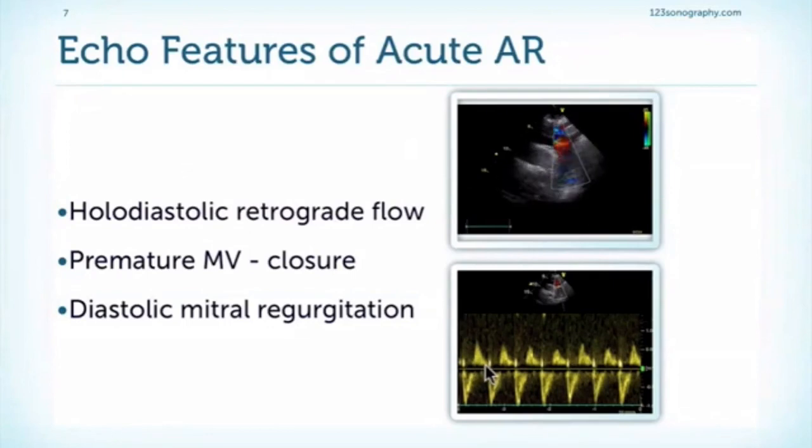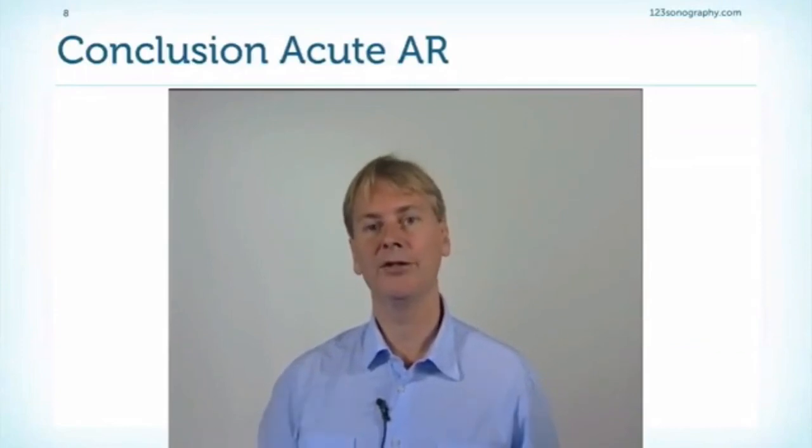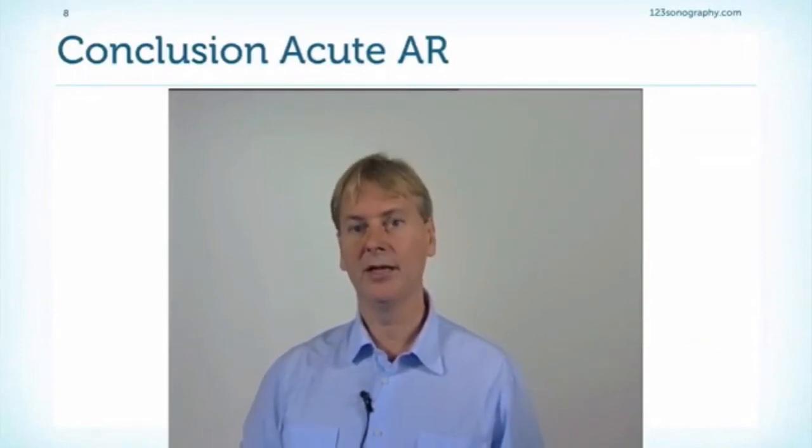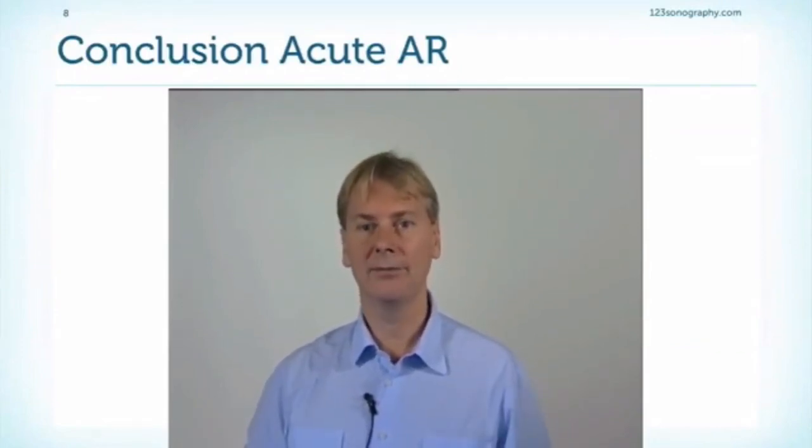Other findings we encounter is premature mitral valve closure, which is caused by the fact that the end diastolic pressure in the left ventricle is higher than the pressure in the left atrium, and thereby the mitral valve closes prematurely in diastole. In addition, pressure can be elevated in such a way that we even have diastolic mitral regurgitation. So in conclusion, in comparison to chronic aortic regurgitation, we have very high end diastolic pressures and we have a small ventricle.